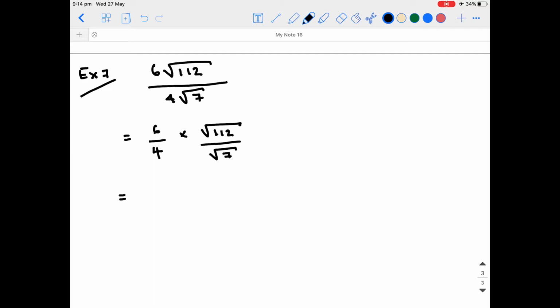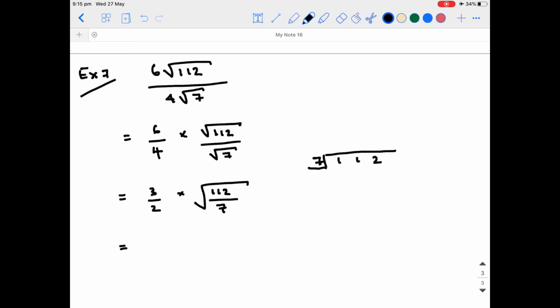Now I know that 6 over 4, or 6 divided by 4, can simplify down to 3 divided by 2. Now what I want to do is take this second part, the surd part, under one root. So what I have is 112 divided by 7. Now, if you're able to process 112 divided by 7 in your head, that's fantastic. If not, a simple division sum at the side should help you to establish how many 7s go into 112.